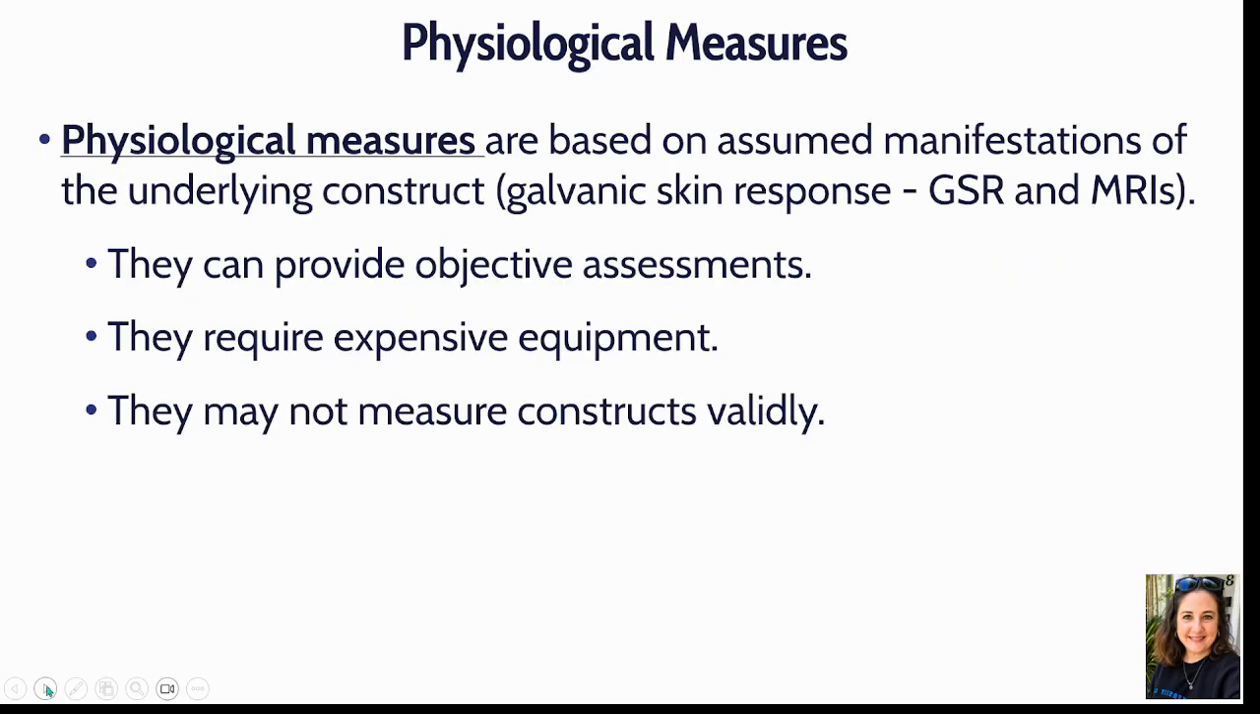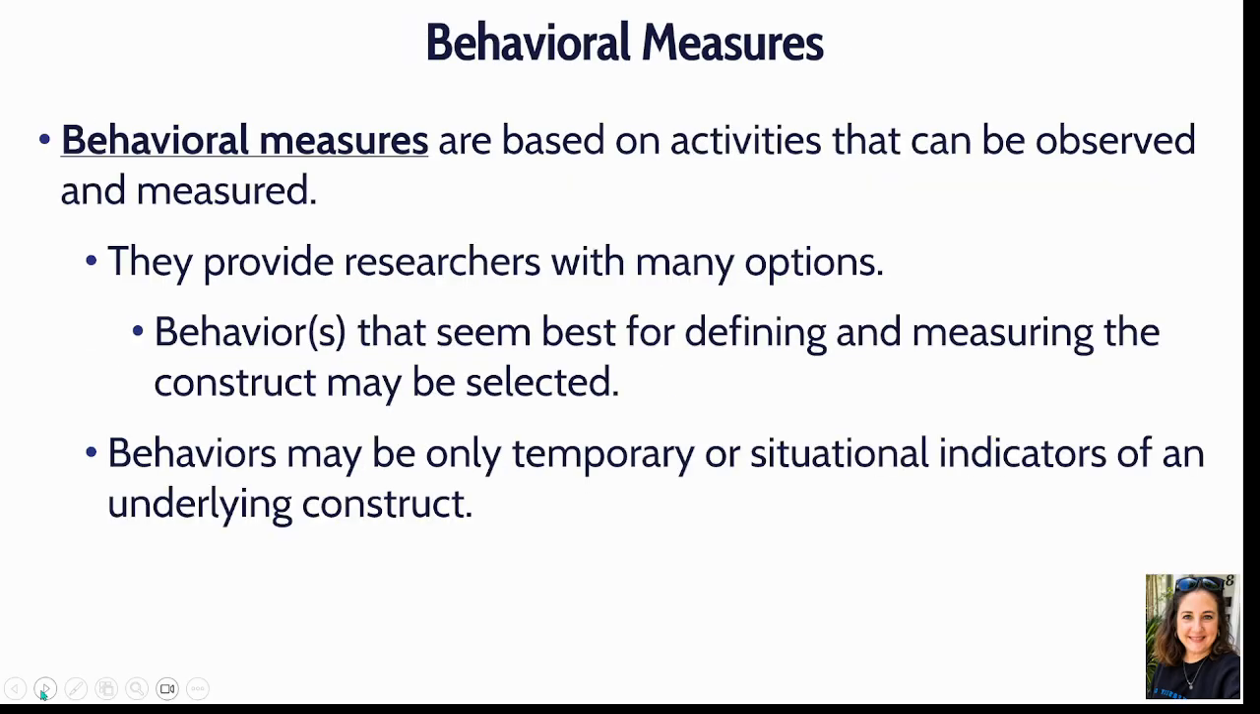Physiological measures are a little bit different. These are when we record some manifestation of the construct. So they give galvanic skin response and MRIs as examples. They're very objective. Sometimes they use really expensive equipment. So if I'm going to do a functional MRI, I need to have this MRI machine. And they're collecting data on a very specific physiological thing. So you might lose some of the nuances behind whatever it is that you are trying to measure.